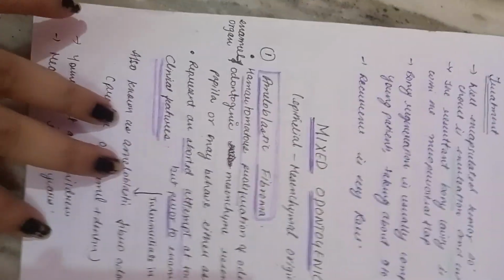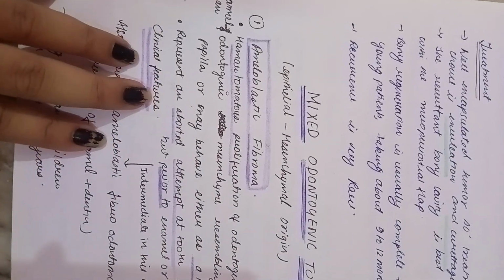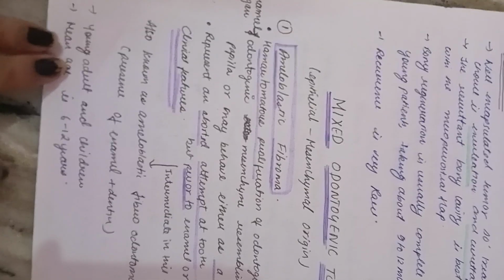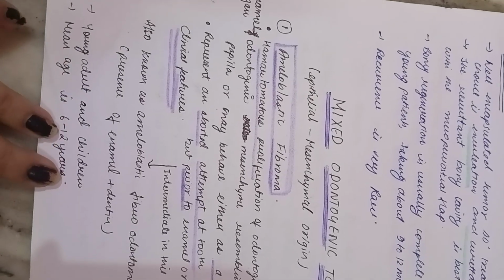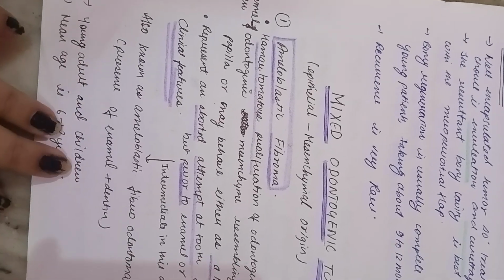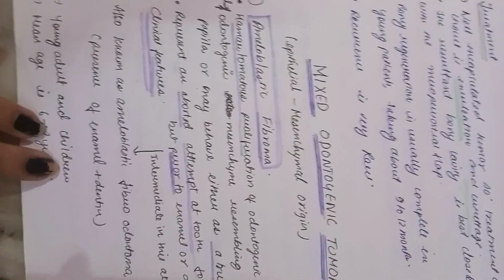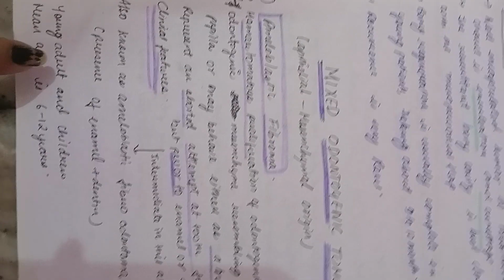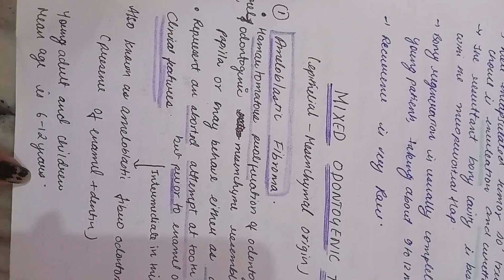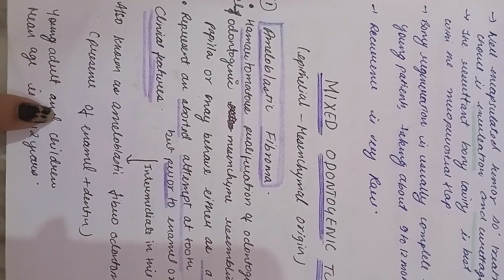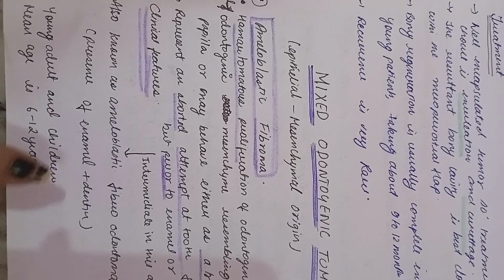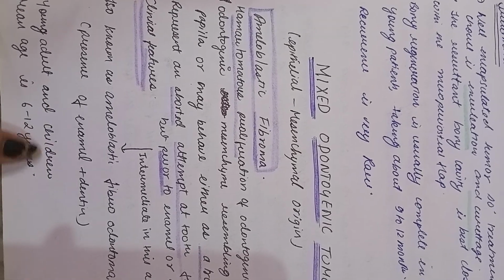Now, what are the clinical features? It is found mainly in young adults and children. That is also a distinguishing feature. It is not in the middle age. It is mostly seen in young adults and children like AOT, but AOT is mostly common in women. There is no sex predilection in this tumor.